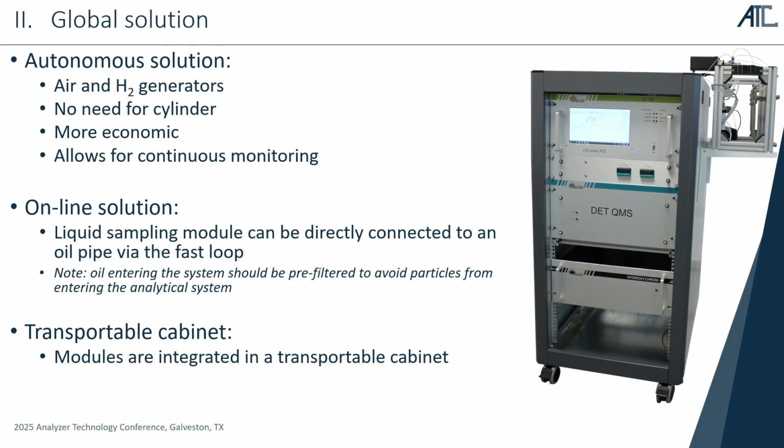The system is made for online liquid sampling, which can be directly connected to a liquid fast loop. The fast loop is connected to the pipeline where we need to collect the crude oil. So we need to have a pre-filter system before the GC-MS. Again, it's a transportable cabinet.